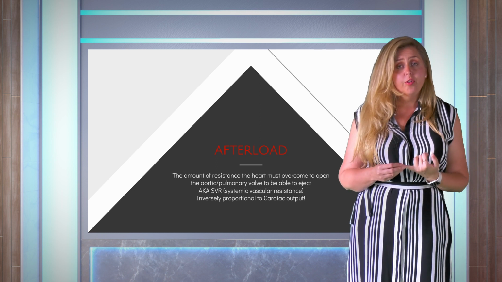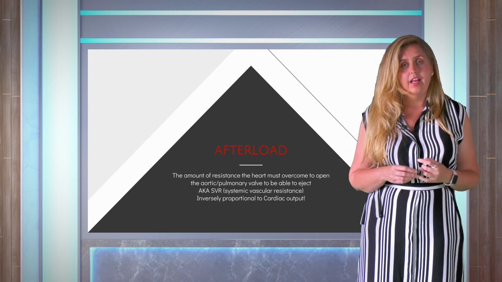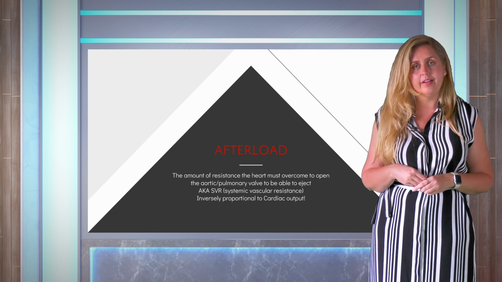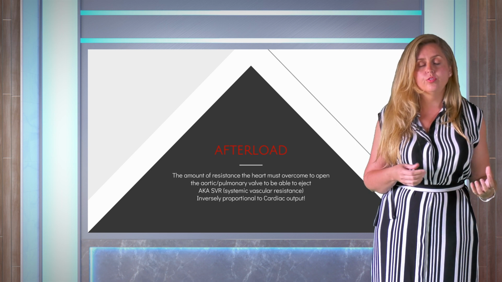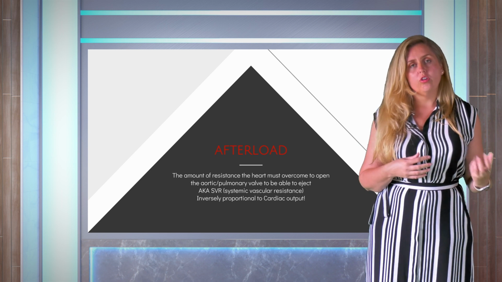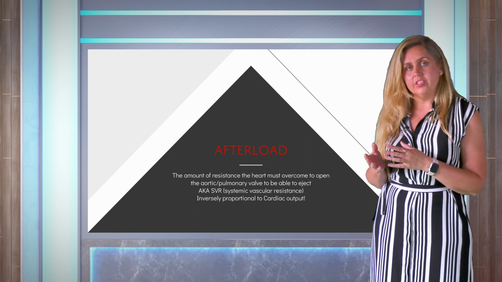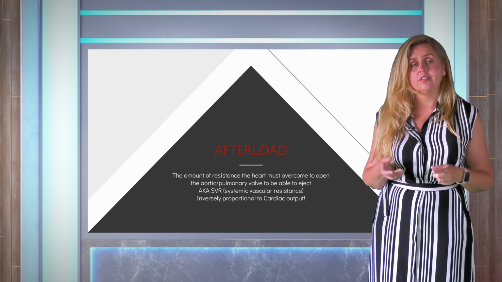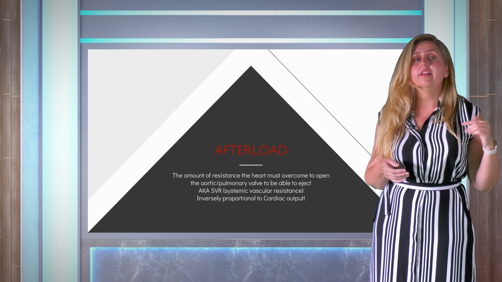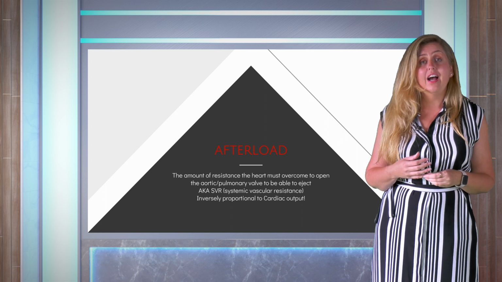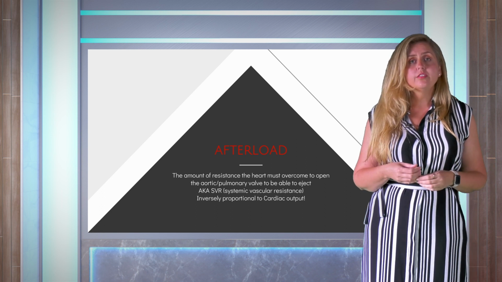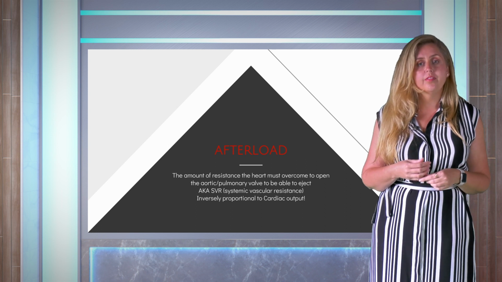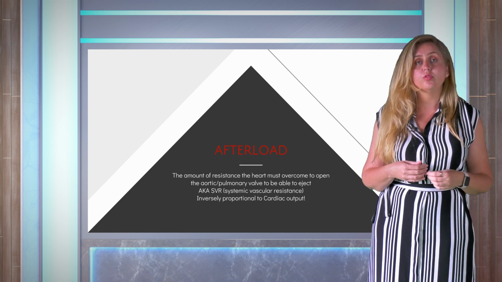Right, the third factor is afterload. And this one is special because it is inversely proportional to cardiac output. So in the case of the other two, the more preload, the more cardiac output. The more contractility, the more cardiac output. This one is the opposite. The more afterload, the less cardiac output. And why is that? Afterload is the amount of resistance the heart must overcome to open the aortic or pulmonary valve to be able to eject.